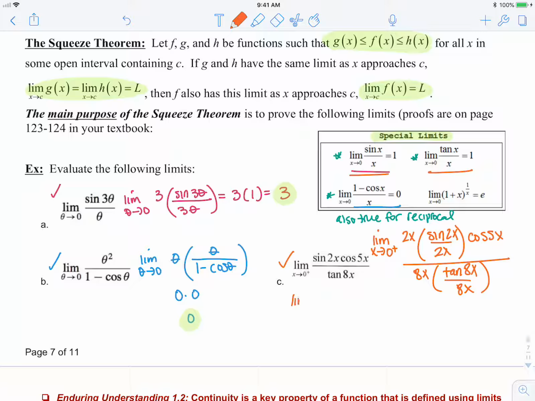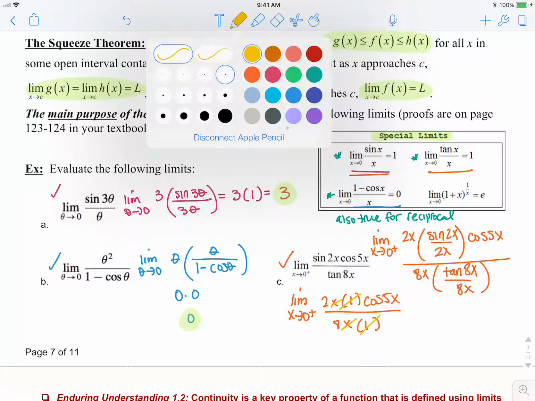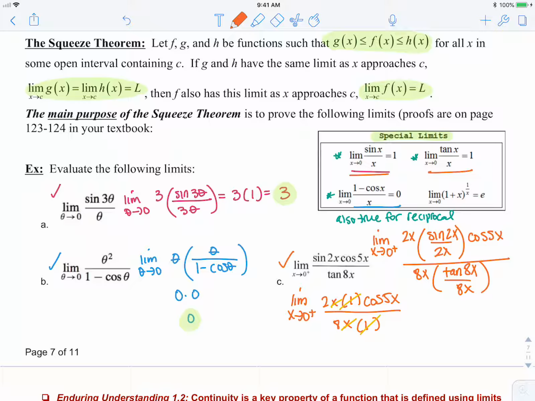So now I have the limit as x approaches 0 from the right of 2x times 1 times cosine 5x over 8x times 1. So now my 1's cancel and my x's cancel. And now I can do direct substitution. As I plug in 0 from the right, I get 2 multiplied by 1 over 8, which is 1/4.